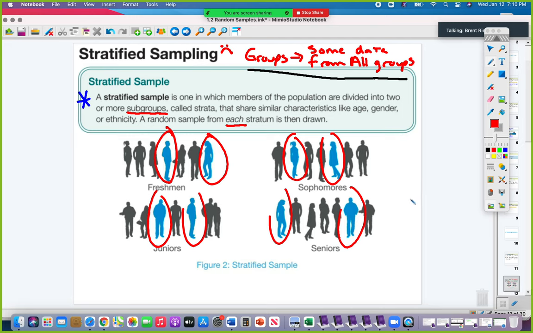We're just using some. We take some data from all groups. But notice it's the same amount of data, 2, 2, 2, and 2. You can't take a bunch of freshman stuff and only a little bit of senior stuff. So that's stratified. Some data from all groups.